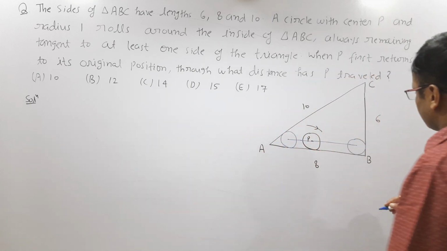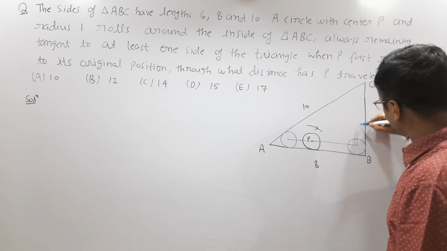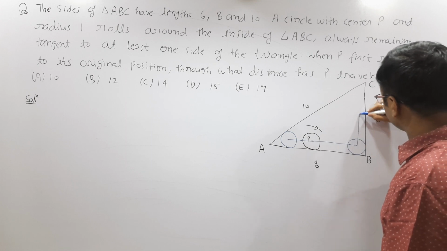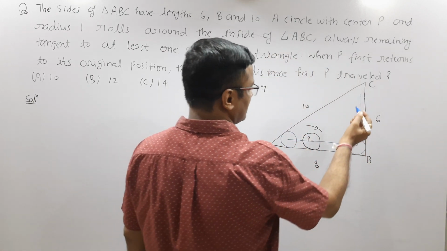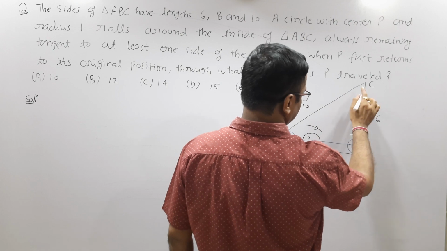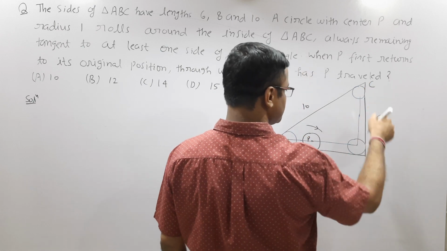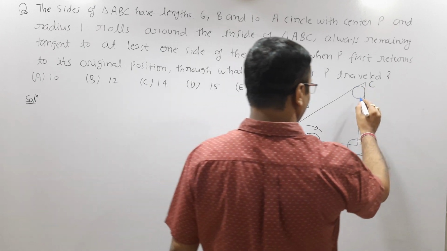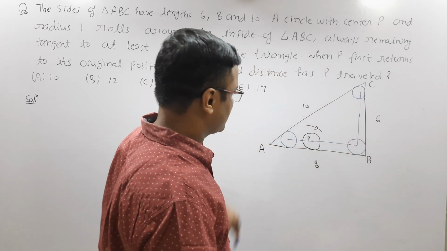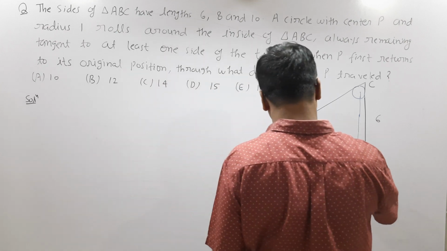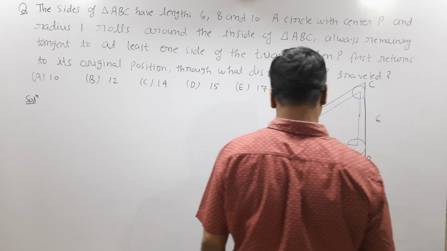Okay, and then it will roll over the side BC of the triangle. Then obviously the locus of the center is a line parallel to BC at a distance 1 unit from BC. Something like that. And then in this position the circle touches the side BC as well as AC. And finally when the circle rolls on the side AC, then obviously the center of the circle moves along a line which is parallel to AC at a distance 1 unit.